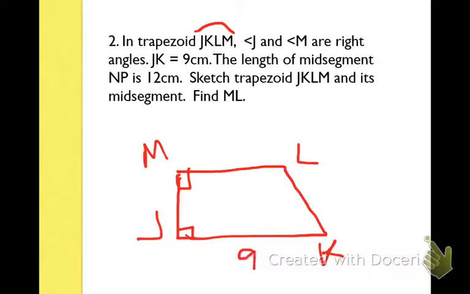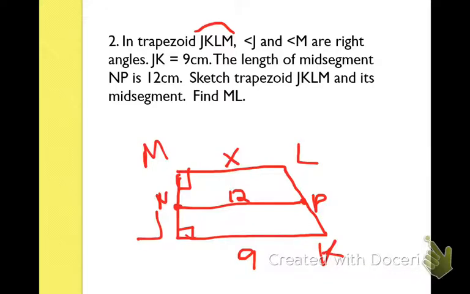JK is 9, and the midsegment, NP, so we can add that. This would be NP. NP is 12, right? We have to find ML. Let's call it X. Now, we're still using the same idea that MP is the average of ML and JK. We just have a different unknown.